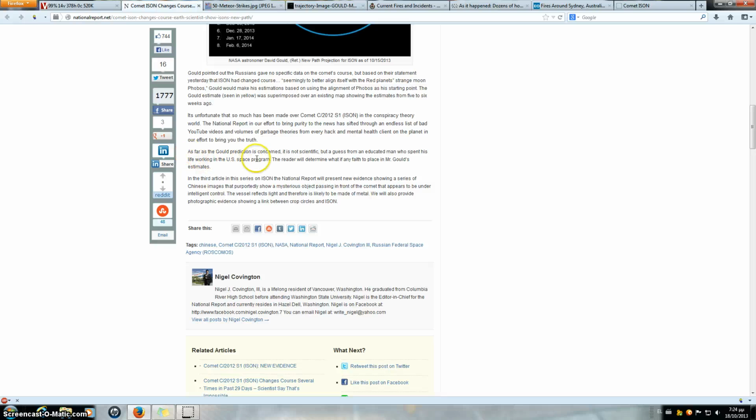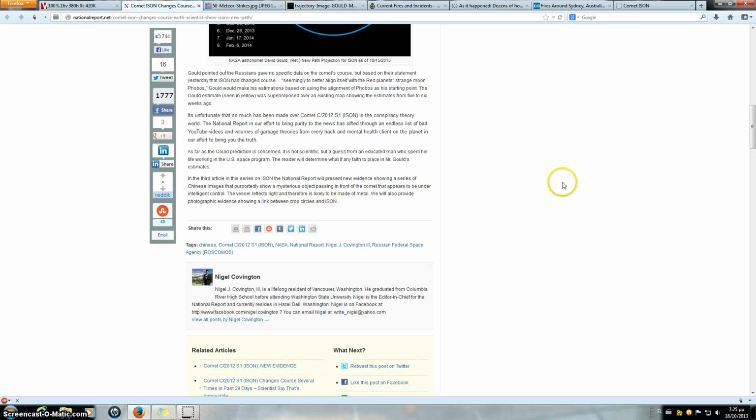As far as the Gould prediction is concerned, it is not scientific, but a guess from an educated man who spent his life working in the U.S. space program. The reader will determine what, if any, faith to place in Mr. Gould's estimates. In the third article in this series on ISON, the National Report will present new evidence showing a series of Chinese images that purportedly show a mysterious object passing in front of the comet that appears to be under intelligent control. The vessel reflects light and therefore is likely to be made of metal. We will also provide photographic evidence showing a link between crop circles and ISON.